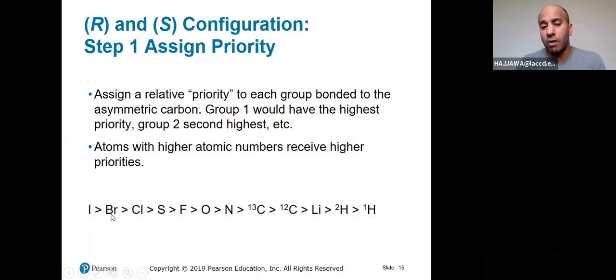Iodo, bigger than bromo, bigger than chloro, bigger than all the rest of the atoms. So you can see here, they are arranged in terms of decreasing atomic number. So that's the first thing I need to keep in mind, that I recognize where the chiral center is. That means I have to have 4 different atoms or groups of atoms. And then I label them based on a priority in terms of atomic number.